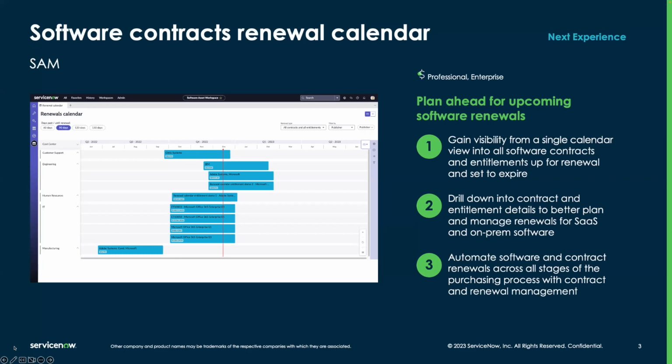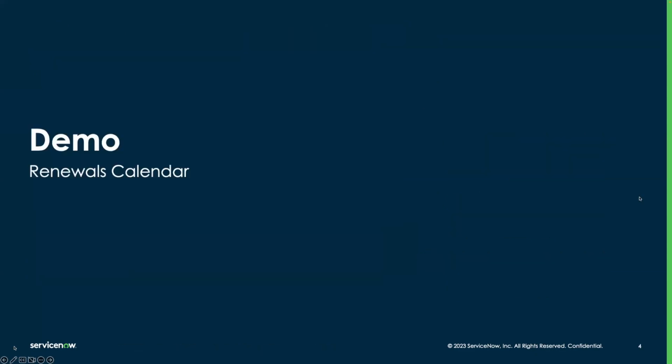With our renewals calendar, you're able to get visibility on all your contracts and entitlements that are set to expire in the next 60 days, in the next 90 days, all the way up to the next 150 days, ultimately giving you enough time to prepare for those renewals across your SaaS and on-prem software. And this is going to allow you to avoid those last-minute fire drills and allow you to be more proactive when it comes to contract planning, contract budgeting, etc. And with that said, let's take a look.